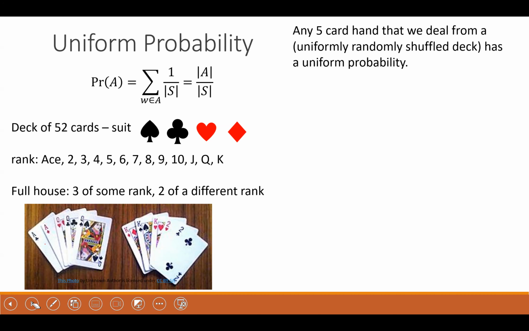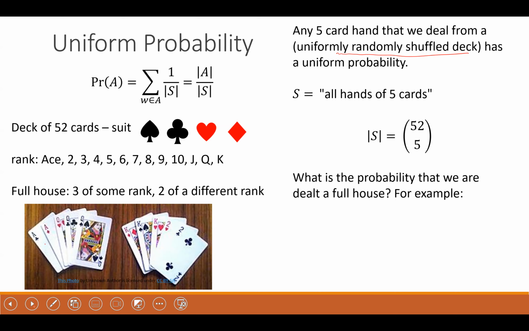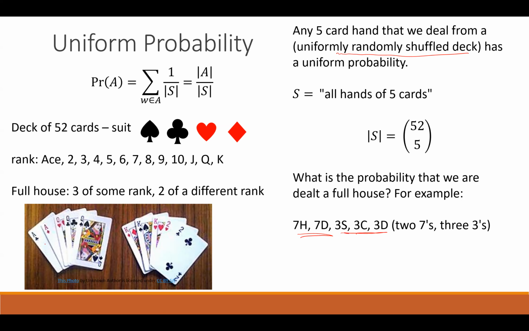All right, so it's a shuffled deck and my hand is drawn uniformly at random, so of course my sample space is 52 choose 5. My event is, well, here's one example of a full house. I can draw the 7 of hearts, 7 of diamonds, 3 of spades, 3 of clubs, 3 of diamonds. So 2 sevens and 3 threes.